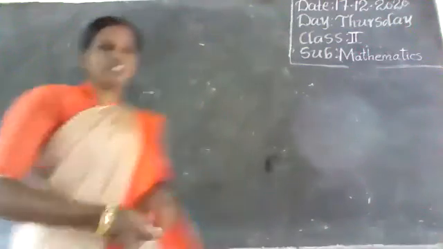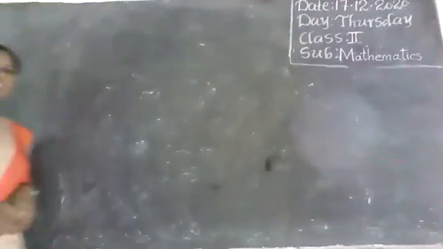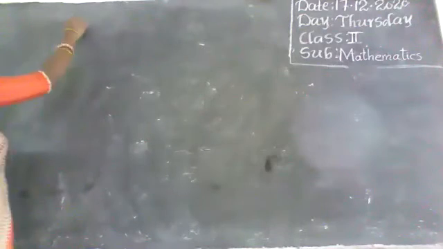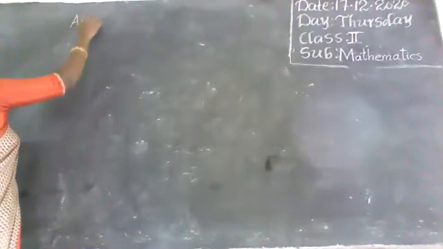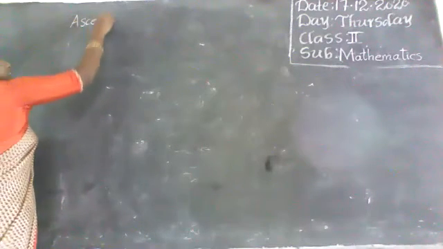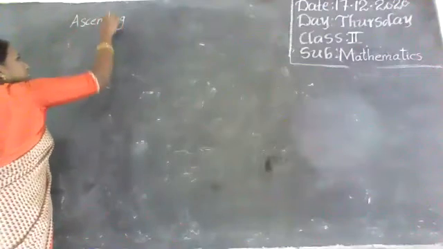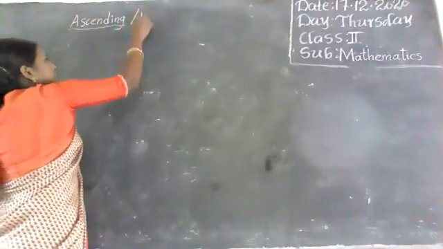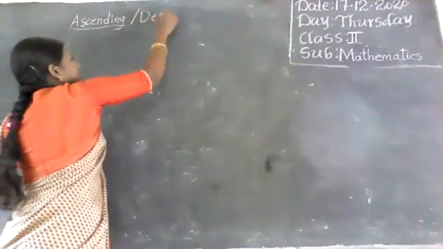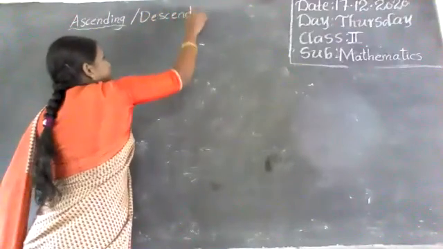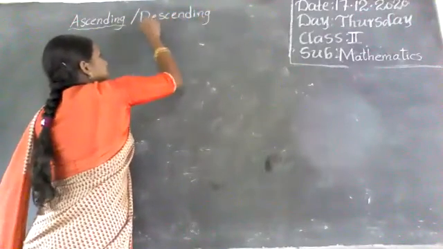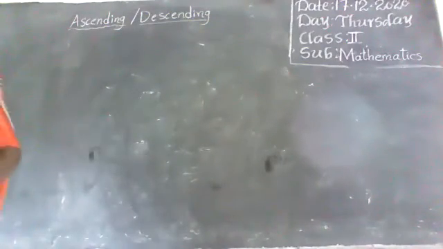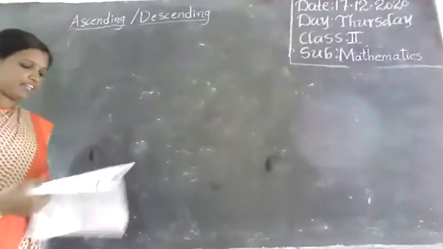Okay, very good. Today we are going to learn about ascending order and descending order. A-S-C-E-N-D-I-N-G, ascending, and descending, D-E-S-C-E-N-D-I-N-G. Descending order. Ascending and descending order.